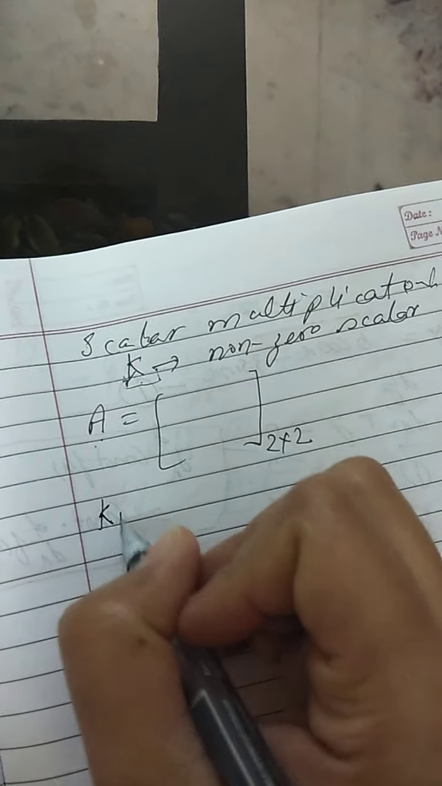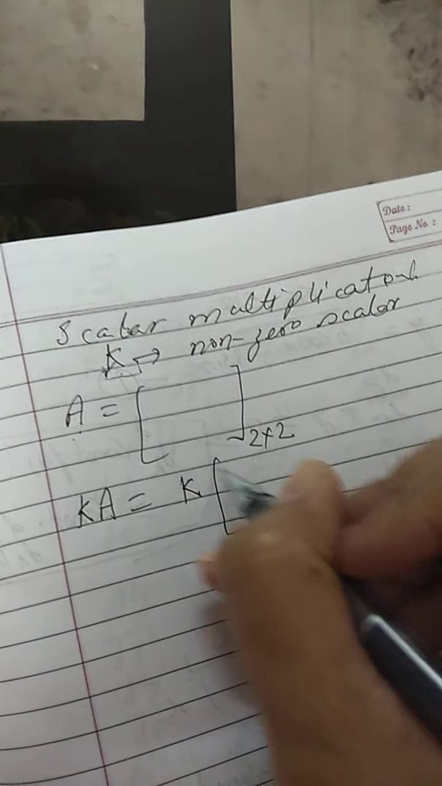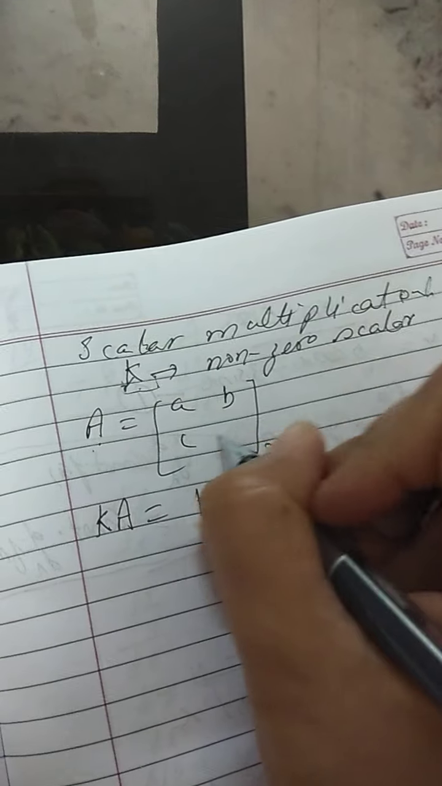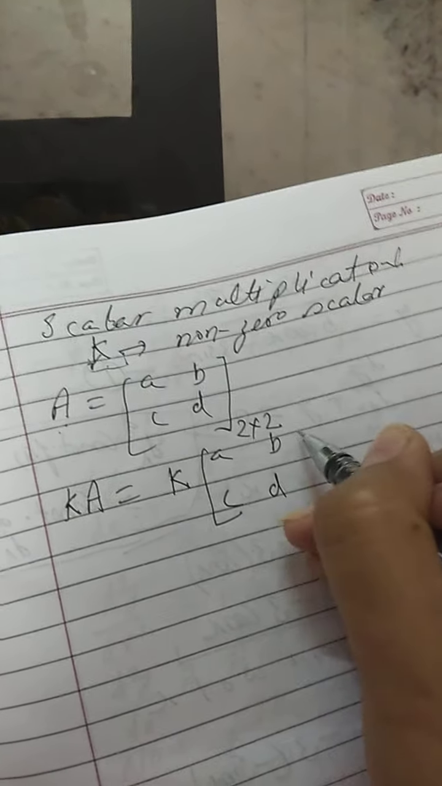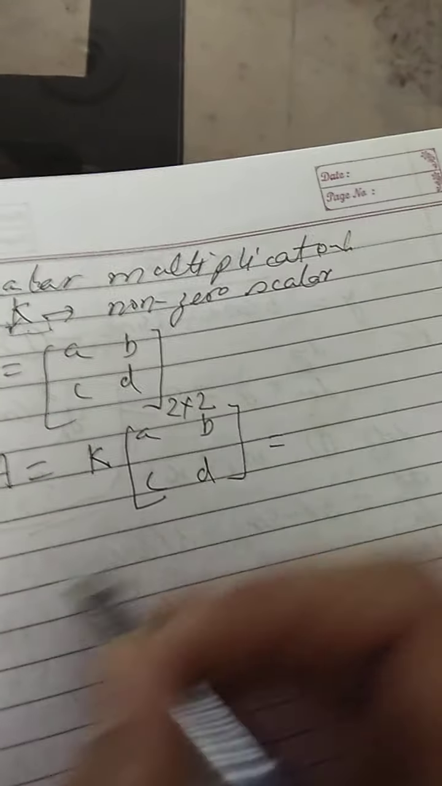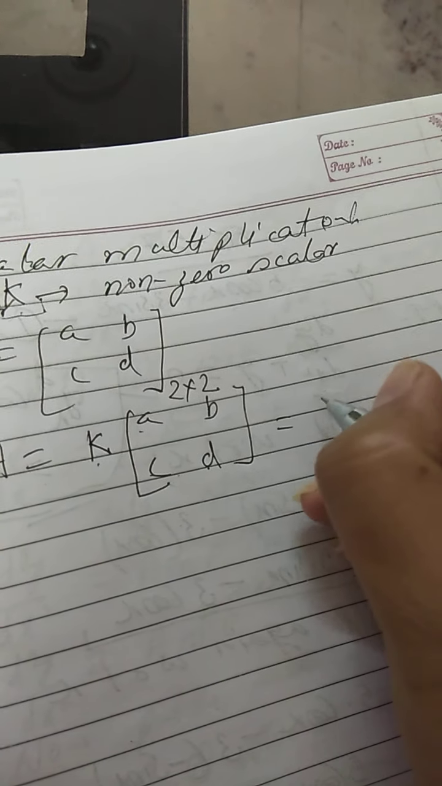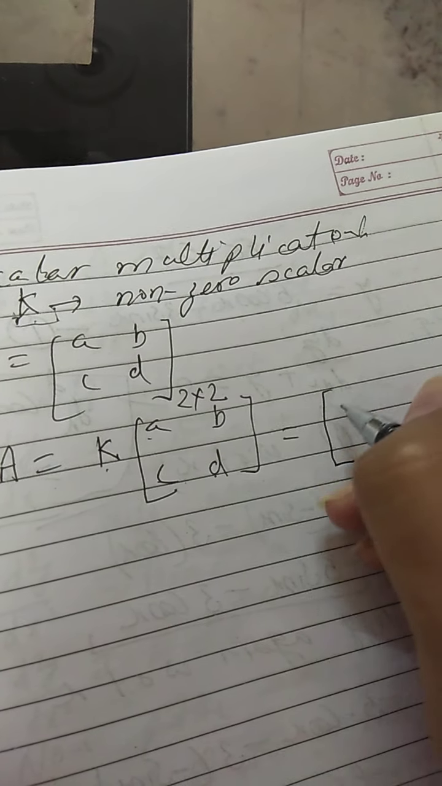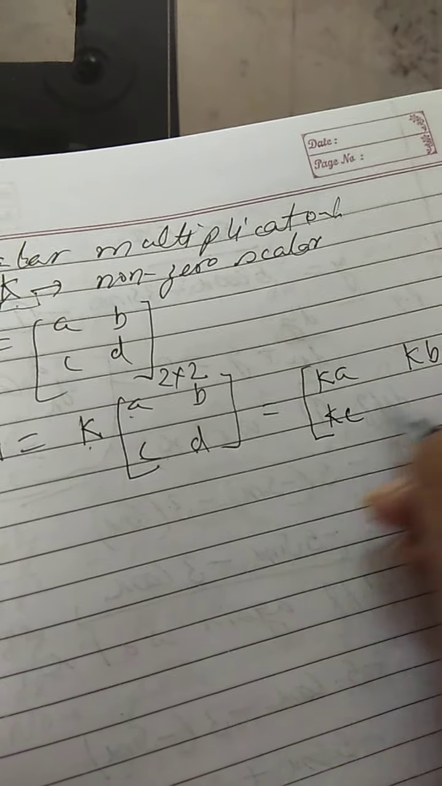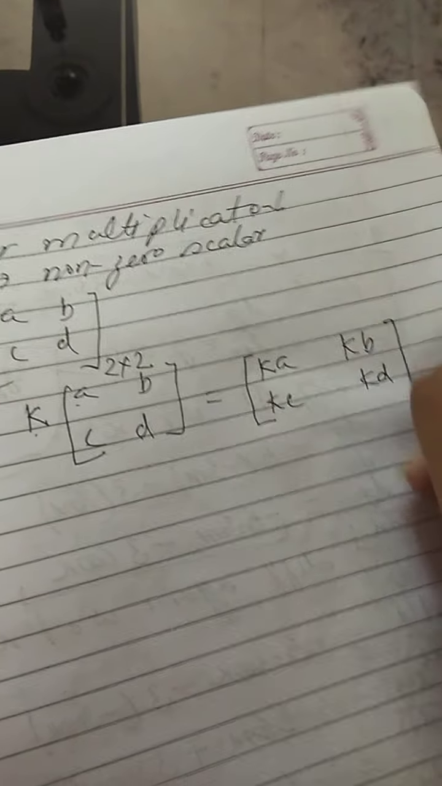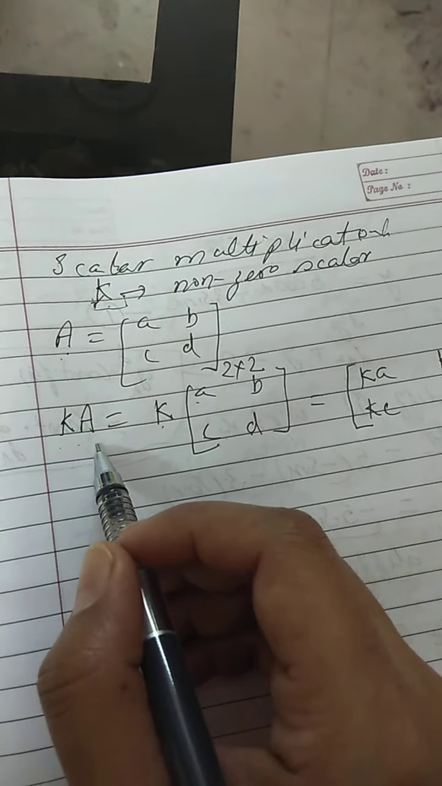So when I do k times A, it will become equal to k times the matrix. If I have here a, b, c, d as elements of the matrix, so here also I will write down a, b, c, d. What will happen? This k will get multiplied with each and every element of the matrix, and the new matrix that we will get will be ka, kb, kc and kd. This is how we will do the scalar multiplication of a matrix with any non-zero scalar.